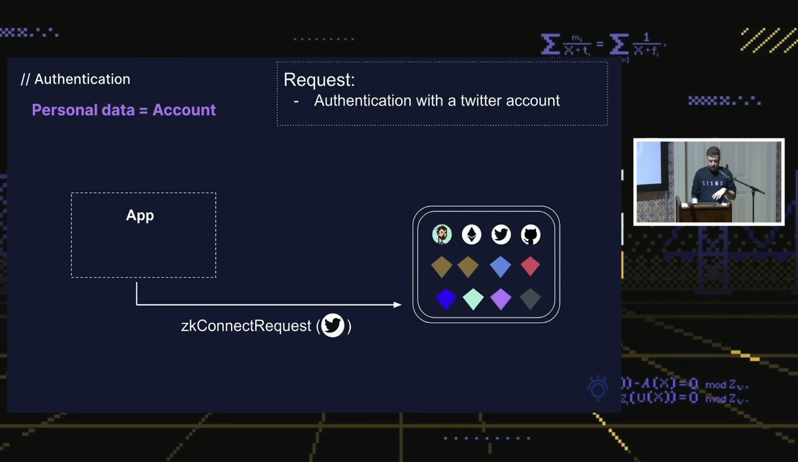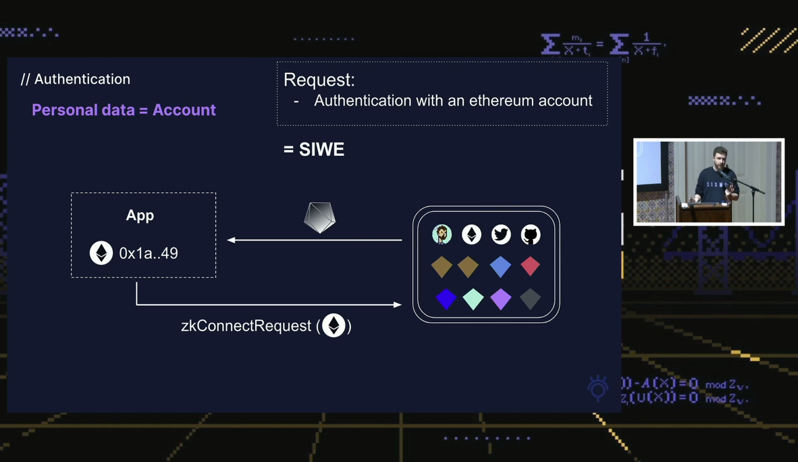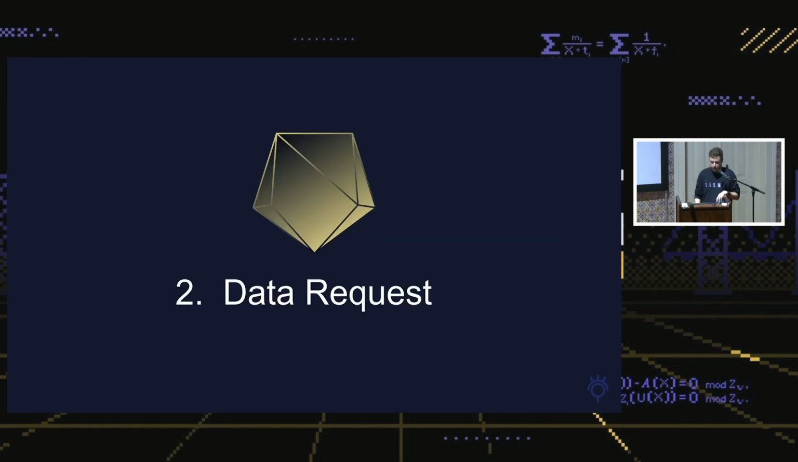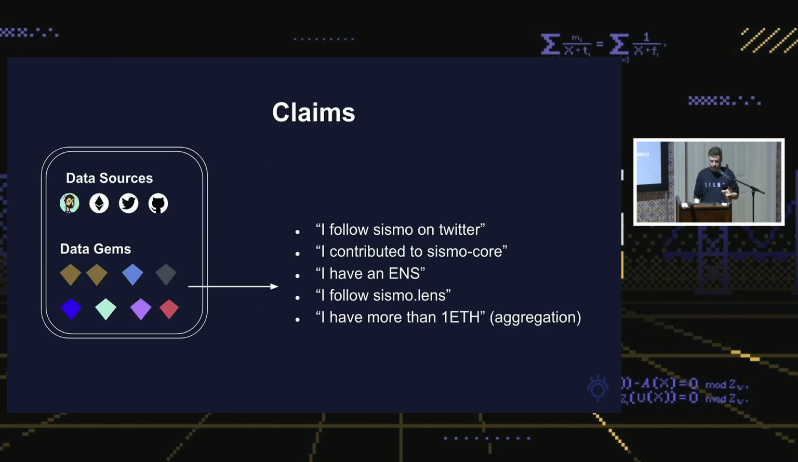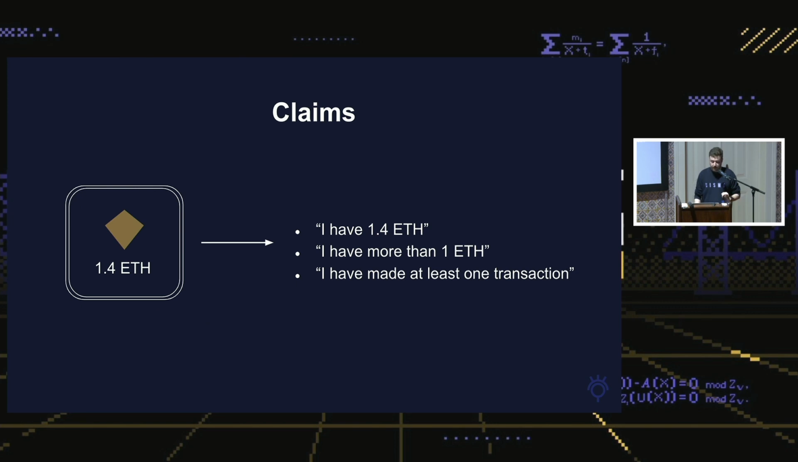So yeah, here again, you have your app. You do your zkConnect request to the Sismo data vault, and you get back the proof. You verify it, and here, it's an example of a Web 2 SSO-like experience. Then you can have a request of an Ethereum address, so it's more like a sign-in with Ethereum. Then you can do claims, like, okay, I contributed to Sismo Core, I have an ENS, I follow Sismo on Lens. And this is group membership verification.